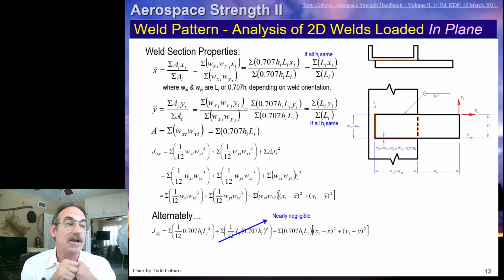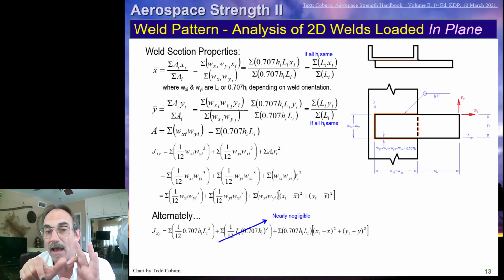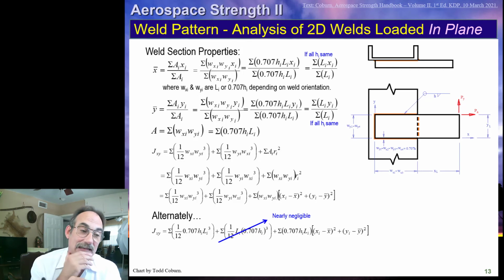So once again, the way we're going to do this, forget the summation. For each and every weld, we're going to take 1/12 times the 0.707H of that weld times the L of that weld cubed, plus the area of that weld times the quantity X of that weld minus the X bar of the pattern squared plus Y of that weld minus the Y bar of the pattern squared, summation against that area, add that to the other piece.